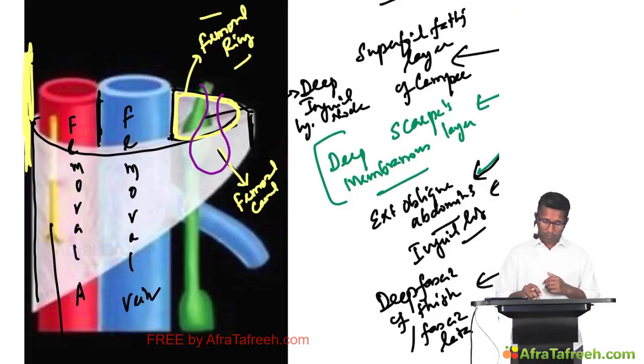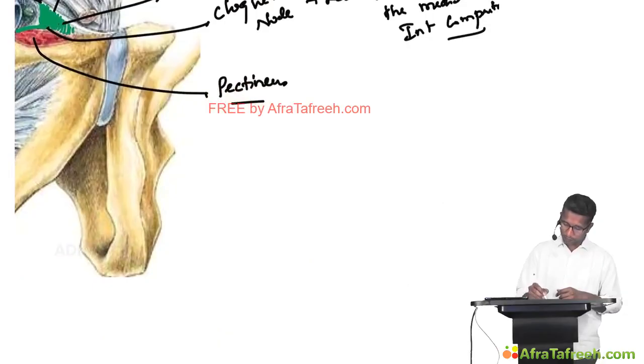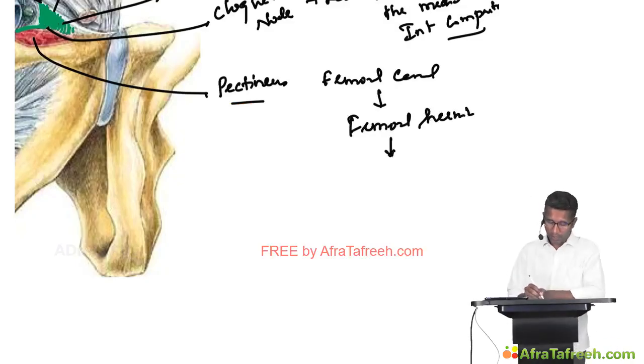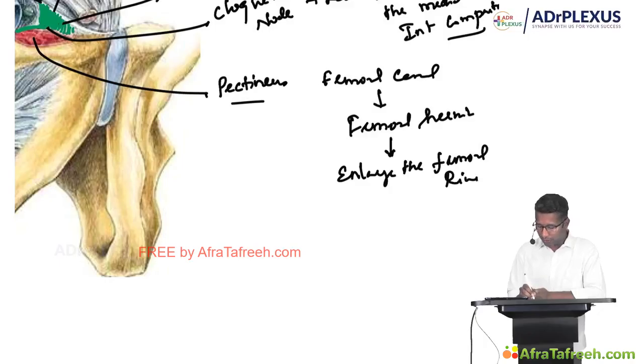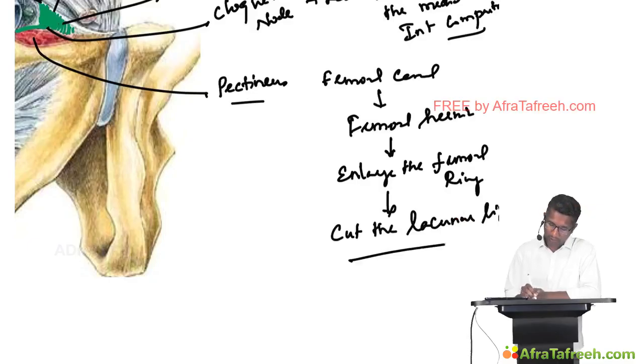If you want to reduce the femoral hernia, just see, through the femoral canal you can have the herniation, which is called femoral hernia. So if you want to reduce the femoral hernia surgically, you need to enlarge the femoral ring, because it is very tight there. If you want to enlarge a femoral ring, what structure can you cut? The best structure to cut is the lacunar ligament, to enlarge the femoral ring.